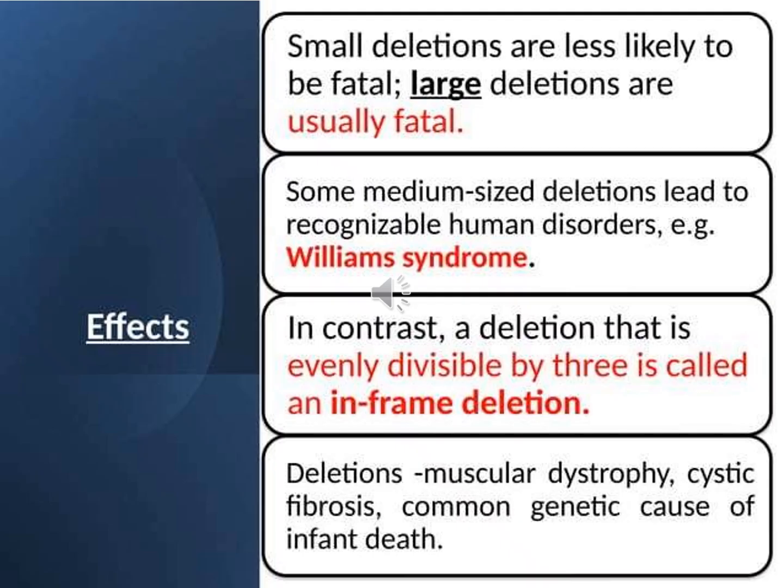Once again, I will repeat that small deletions are less likely to be fatal or are less severe, but larger deletions are usually fatal or severe. Medium-sized deletions lead to recognizable human disorders, for example, Williams syndrome. In contrast, a deletion that is not evenly divisible by 3 causes a frameshift, while one evenly divisible by 3 is called an inframe deletion. Muscular dystrophy and cystic fibrosis are common genetic causes of infant death.